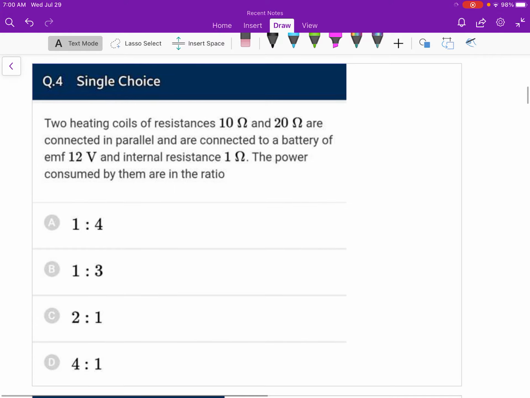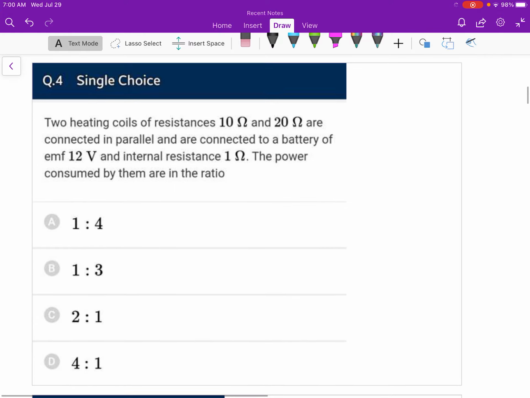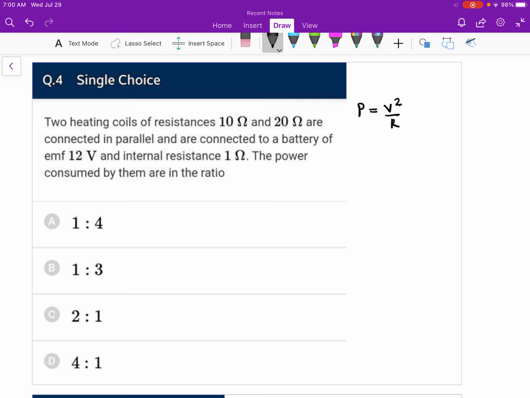Two heating coils are in parallel and connected to a battery. The power consumed by them are in the ratio. So since both the coils have same voltage, since they are in parallel, power is V square by R, and since they are in parallel, power is proportional to 1 upon R. So P10 ohm upon P20 ohm is 20 by 10, that is 2:1.